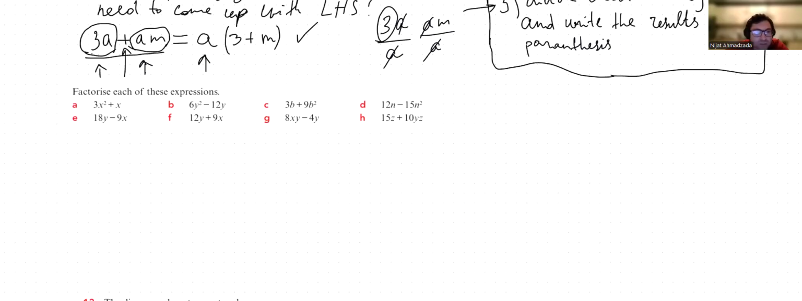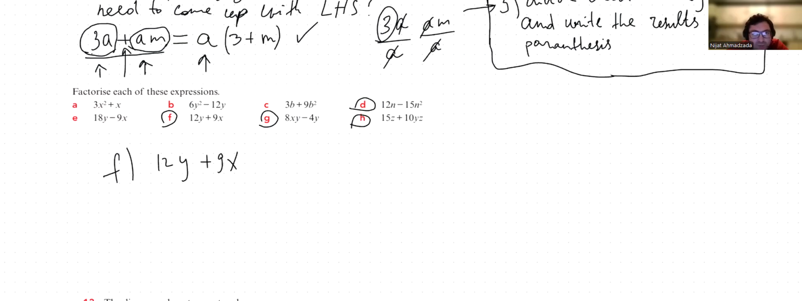Factorize. We're going to choose, let's say, part F, part G, part D, and part H. So let's do part F first. We got 12y plus 9x.